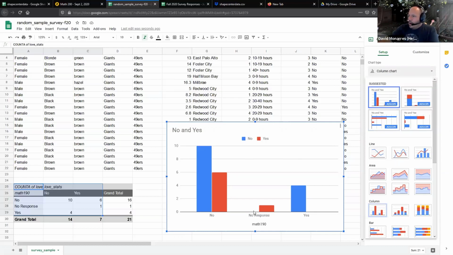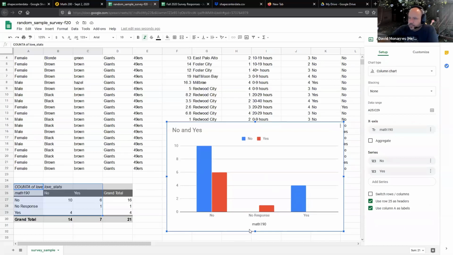Okay. All right, so when I look at this, once again, I see that the Math 190 labels are along my x-axis. So these are basically all the people who said no, that they did not take Math 190. These are all the people who said yes, which is, once again, a pretty small group.